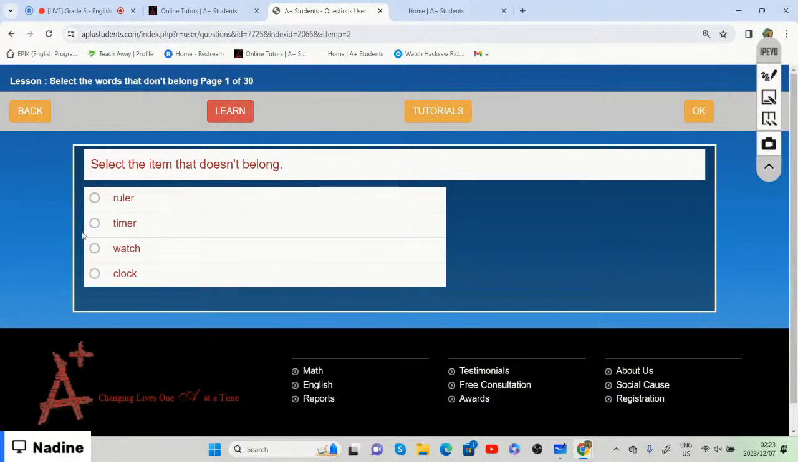So we need to select the item that does not belong. We have ruler, we have a timer, we have a watch, and we have a clock. What is the word that does not belong?